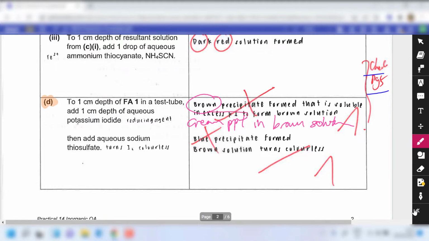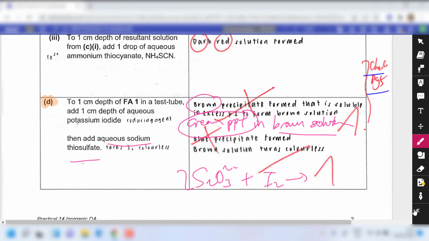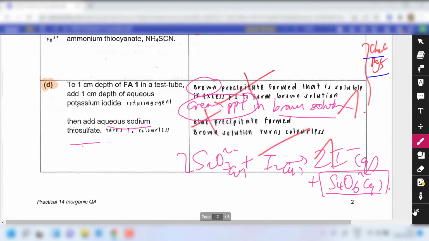The cream PPT will be more obvious after you have added thiosulfate, because thiosulfate undergoes a redox reaction with iodine. Two of these react with iodine, and because iodine actually exists as a triiodide complex, it's brown in color. So you get a colorless I minus, and then you're going to get S4O6 2 minus, a sort of dimer. This is colorless as well.